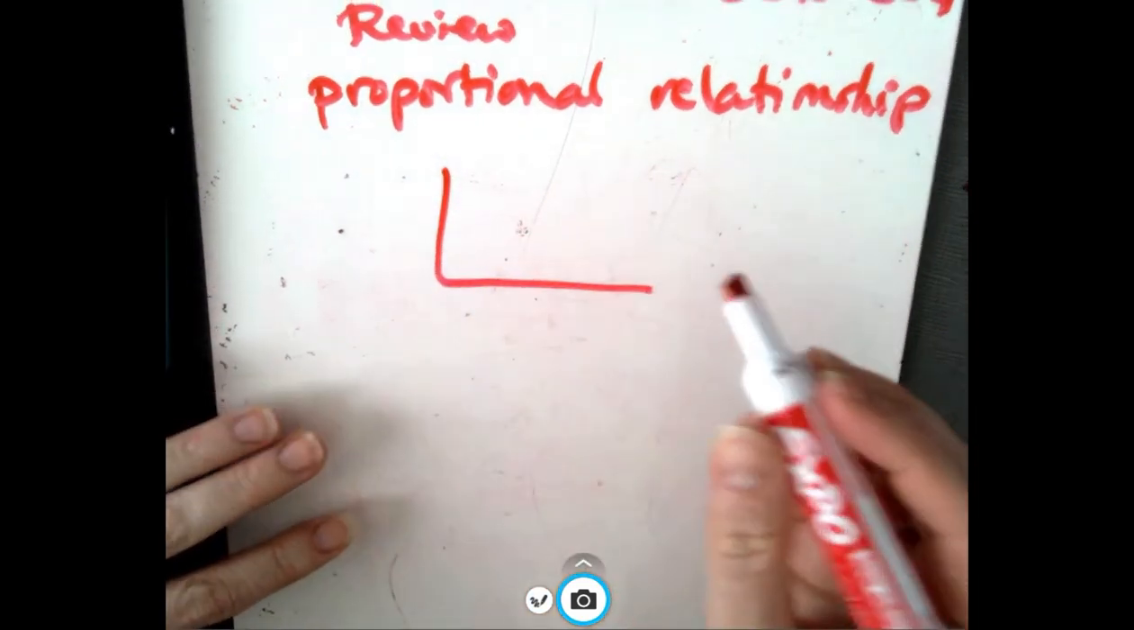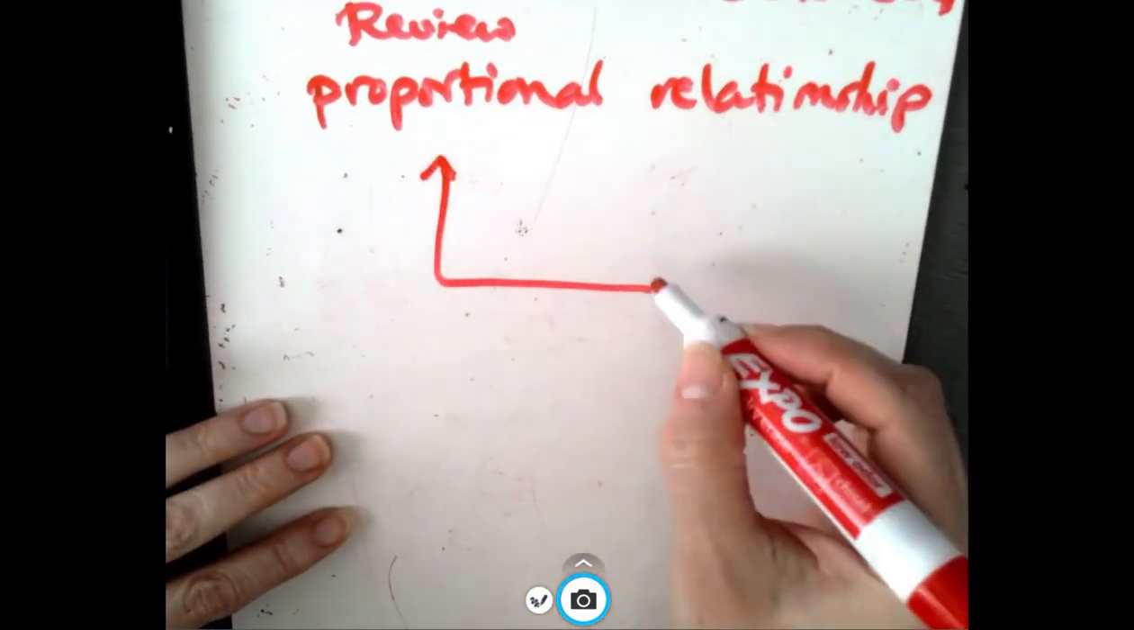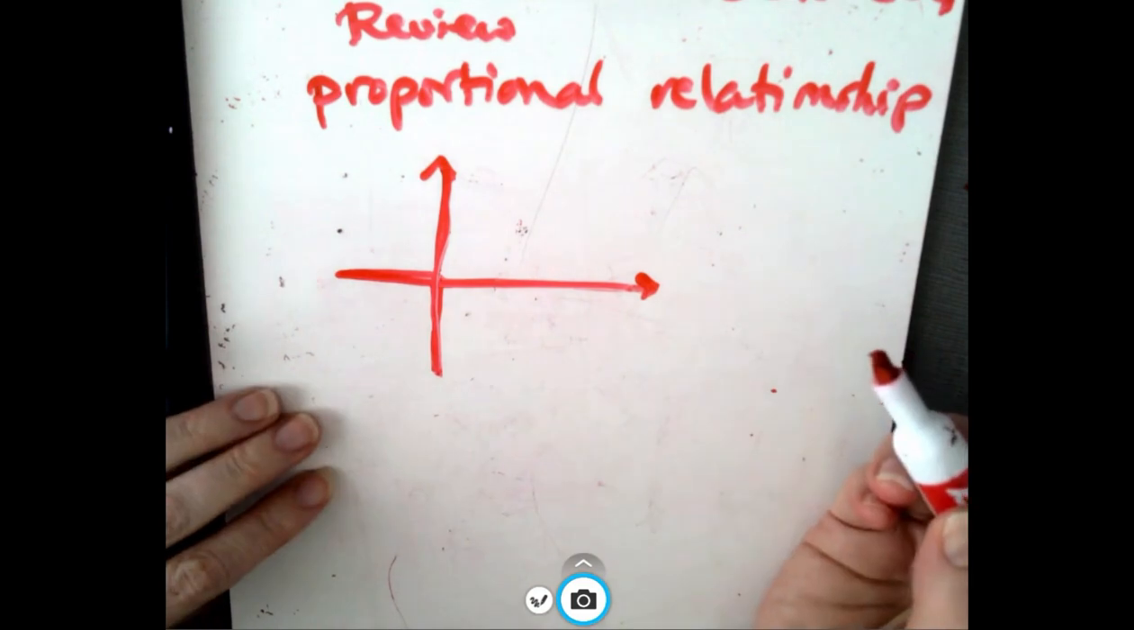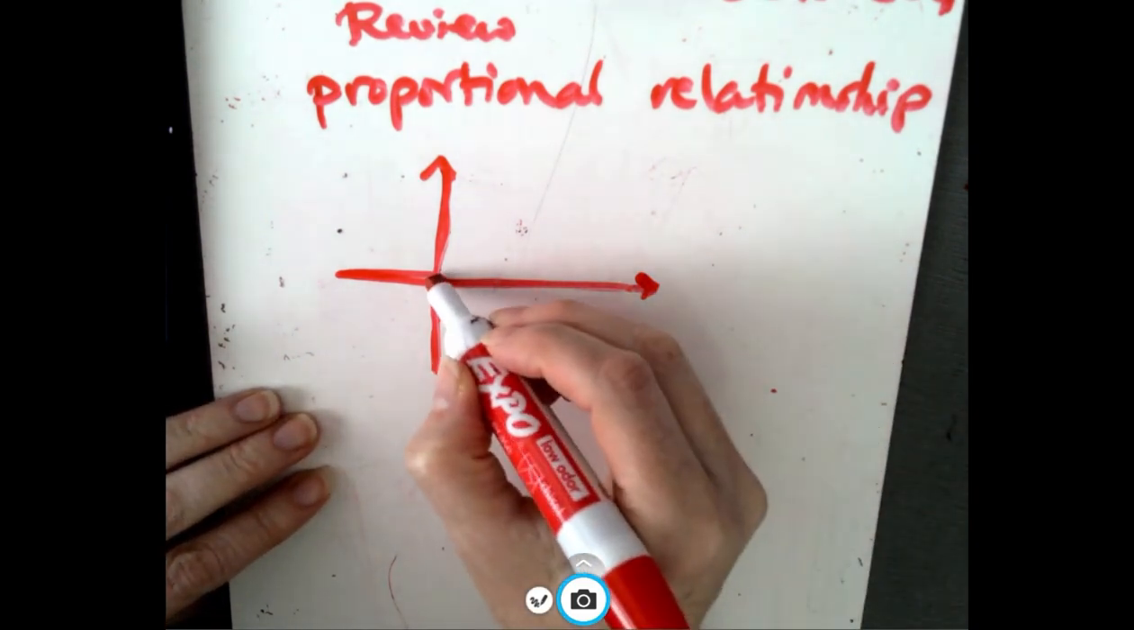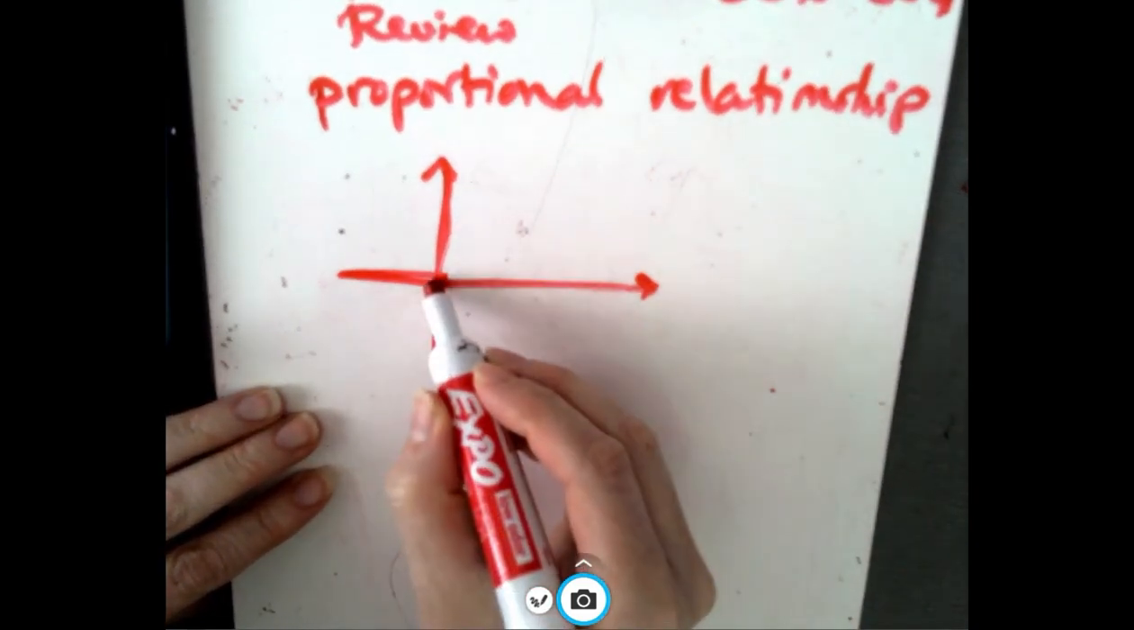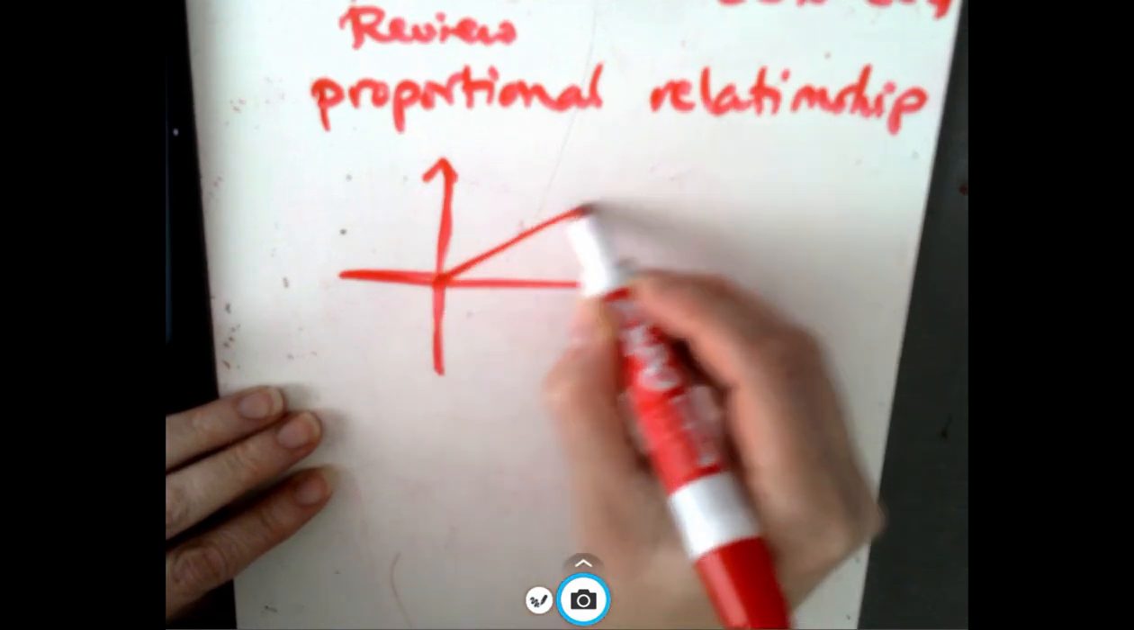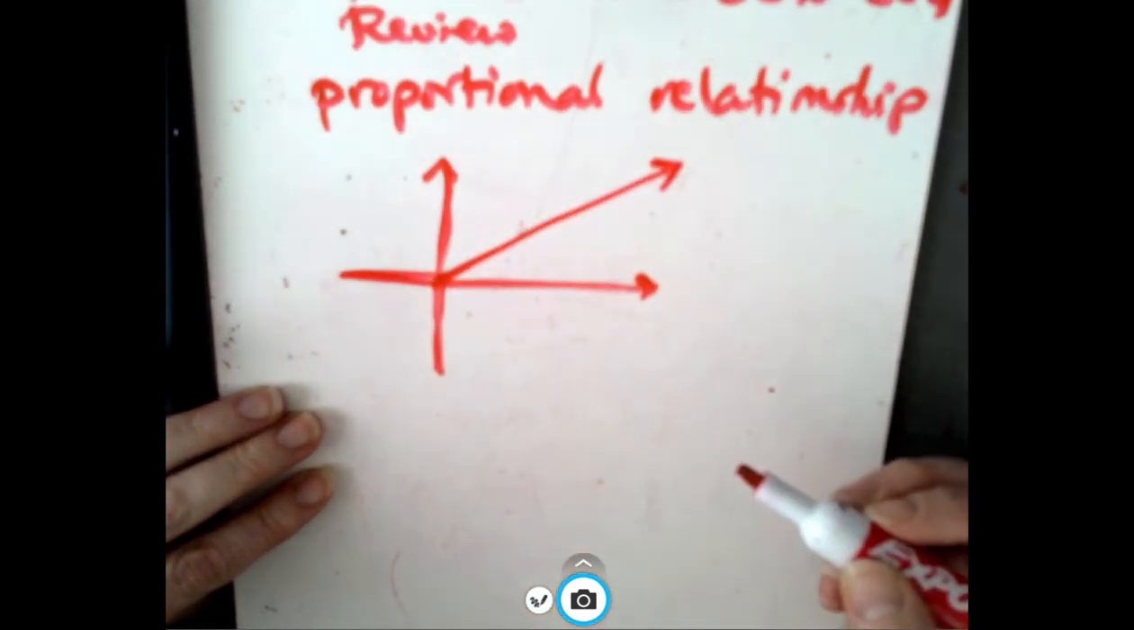Now, a big part of this standard is dealing with charts and graphs and tables. You're going to see proportional relationships as starting at 0, 0, right? 0x, 0y, and then moving up in a straight line.